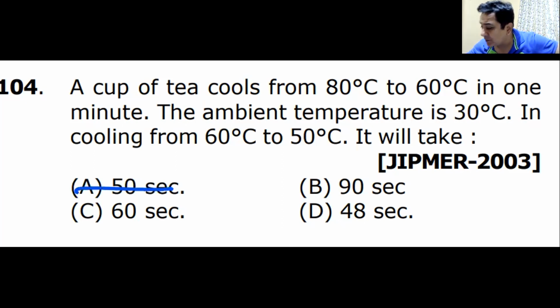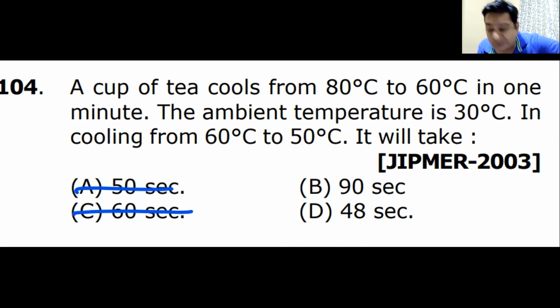Option number 1 is not possible. It cannot cool faster than it was cooling before. Yes or no? Option number C is also not possible because it cannot cool in the same time for 10 degrees Celsius, because the rate of cooling will go down. So there are only two options which are possible. If you don't have any time left to calculate and you have to guess, now it's a 50-50 probability. 0.5 is the probability, 50% the chance. Either it is 90 seconds or it is 48 seconds. These are the only two options that are possible.